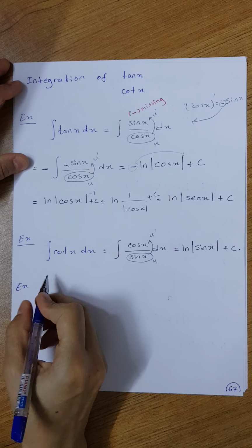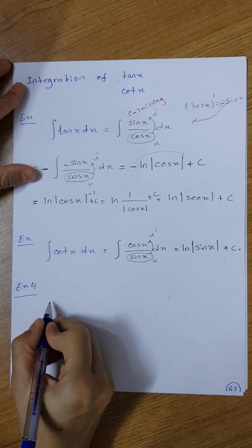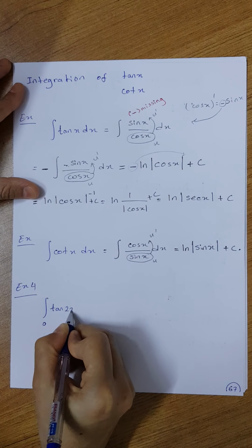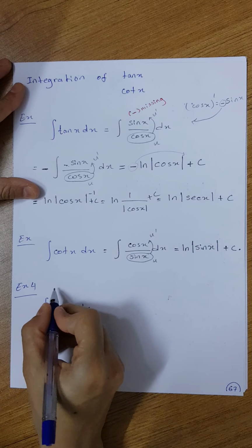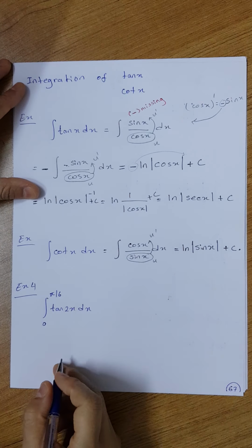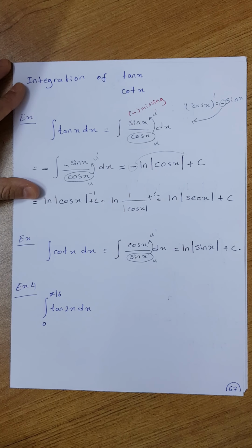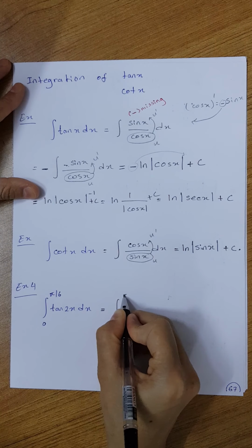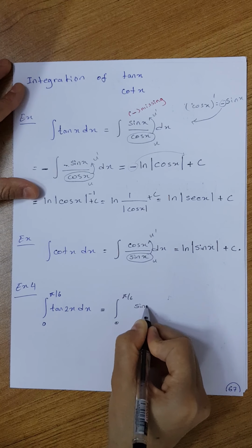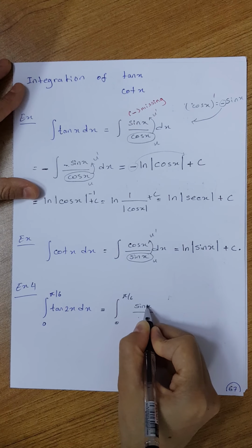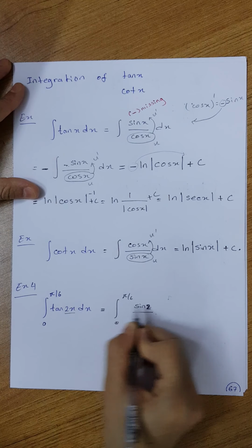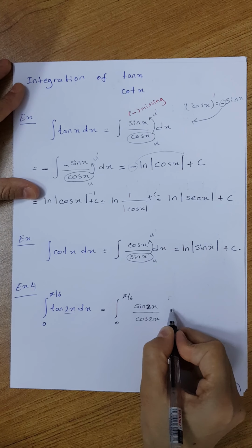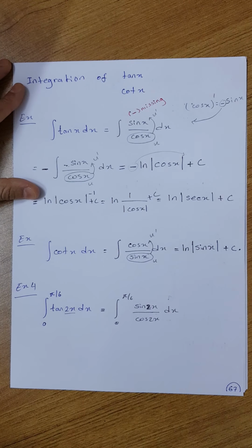We've got another example here, example 4. It's required from us to find the integration of tan of 2x dx, and the integration runs from 0 to pi over 6. Now if you look at that integration, again we are changing this one, that's from 0 to pi over 6. That will be sine of 2x over cosine of 2x, because here we have got 2x, and we have got dx.